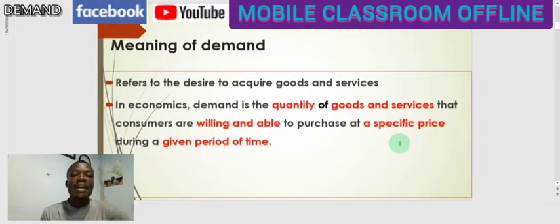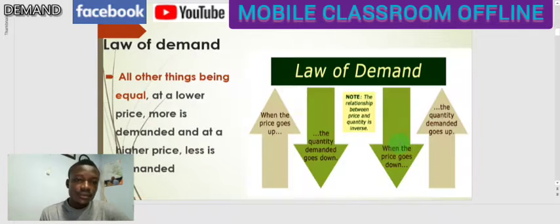So if you are a producer and you want to see if there is a demand for your product, the fact that people say that, oh, we want this product, doesn't mean that there is demand. The question is, do they have what it takes to acquire the goods? If they have what it takes to acquire the goods, then definitely demand becomes complete.